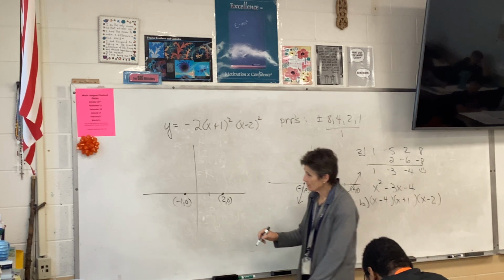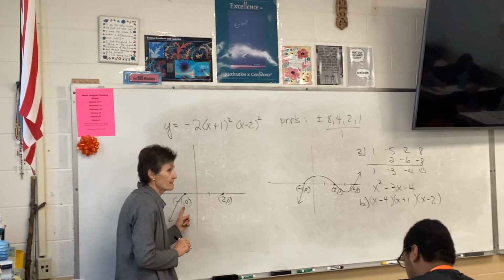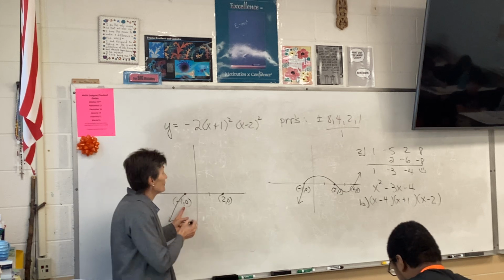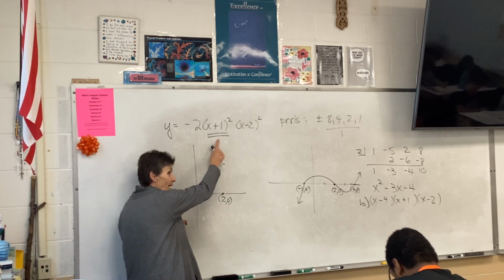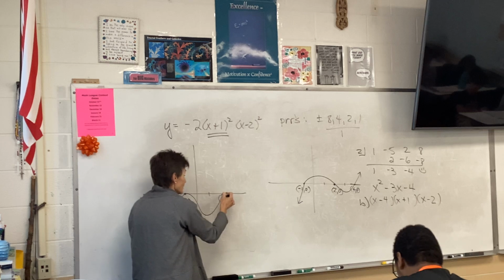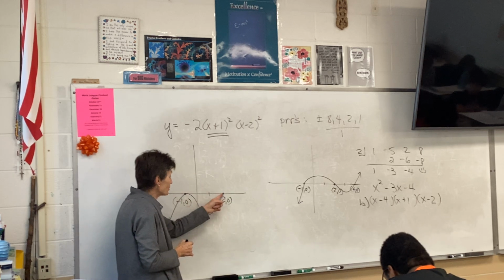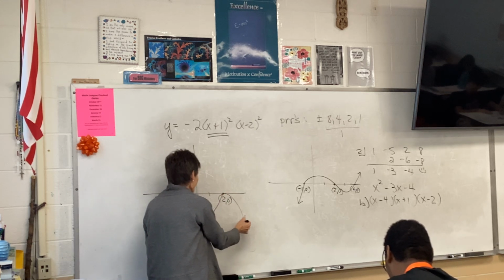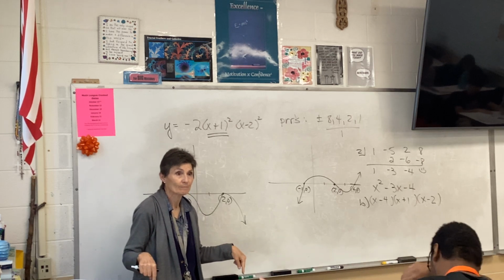So it starts down here. When it hits that dot, what does it do? Bounces. It bounces because that dot came from that factor, which has a square, so it bounces and connects to the next dot. What does it do when it hits that dot? It bounces again, and that makes perfectly good sense because didn't we say it was going to be down, down?